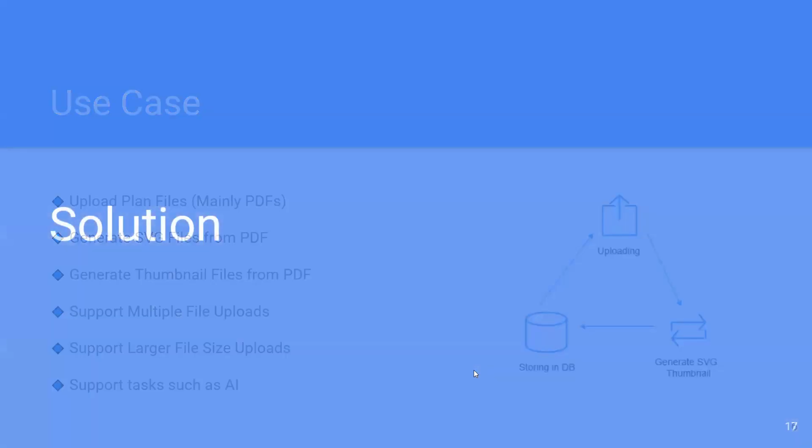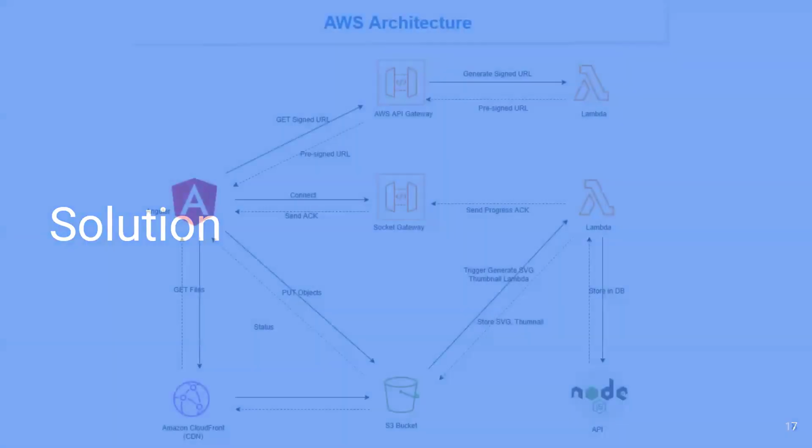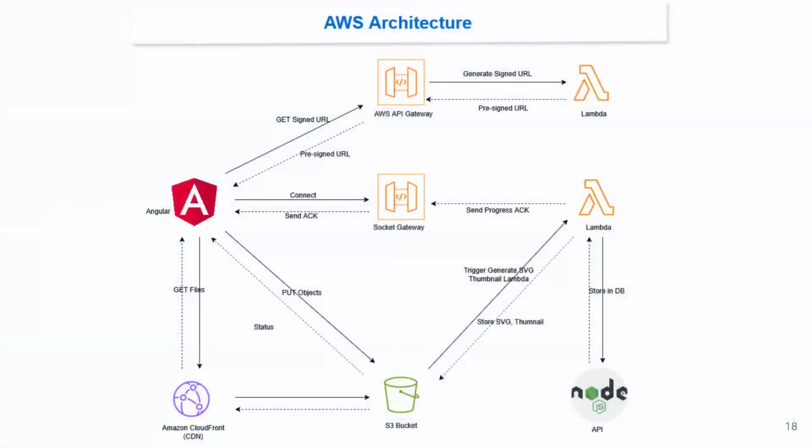So let's see how to solve this using AWS. To solve these problems, we need a scalable, efficient and serverless approach. AWS is one of the best solutions for this scenario. To address these challenges, we can implement a serverless AWS-based architecture that can provide high scalability, efficiency and security. Here is how it works.